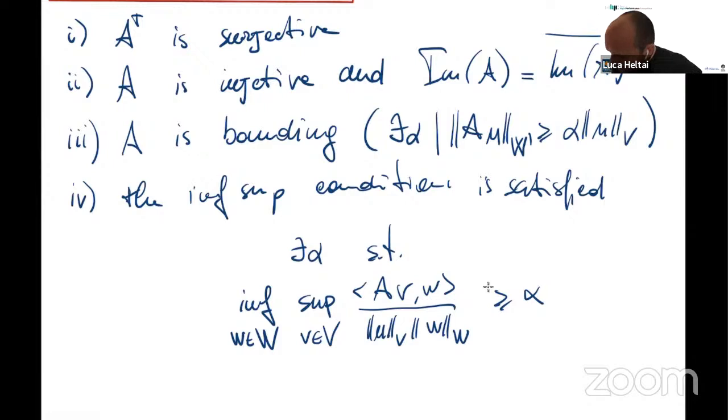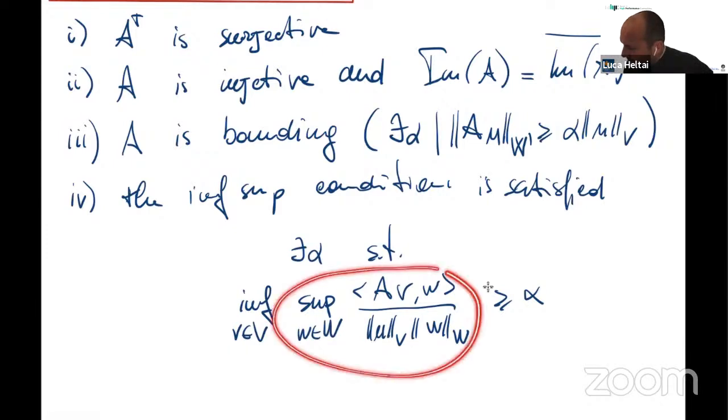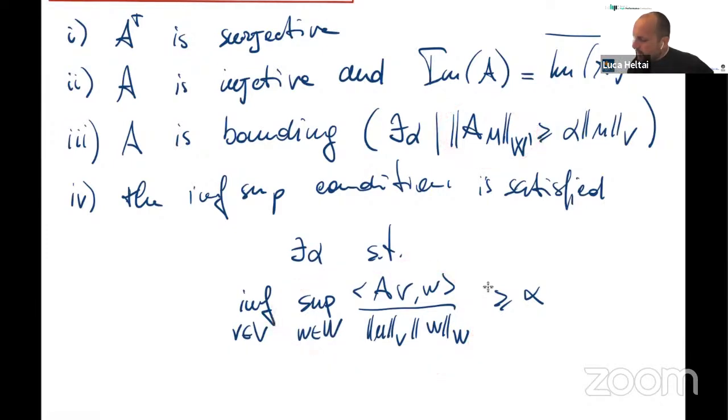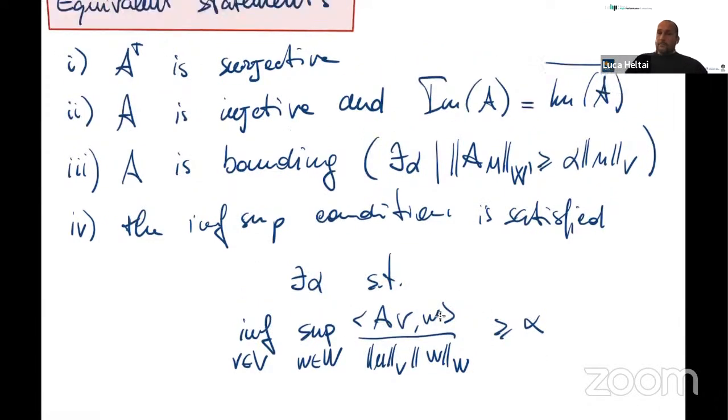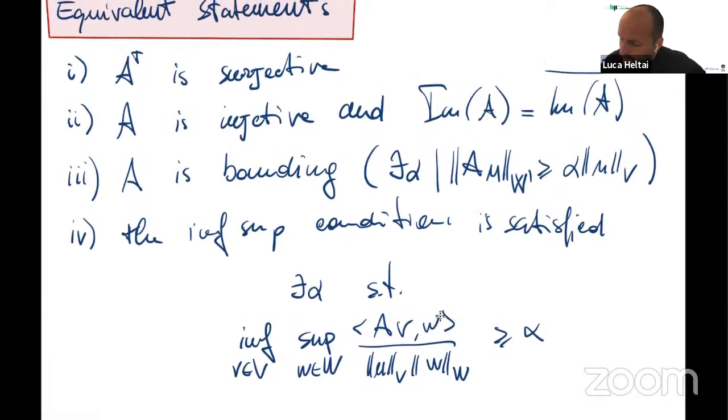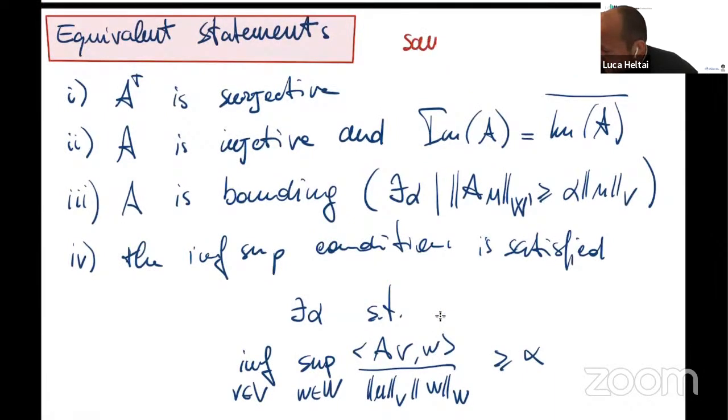I think this inf-sup should be the other way around. So this is the inf on V in capital V and the sup of W in capital V. The reason why this is the other way around is because this is the definition of the norm in W prime. So this is the same as asking that. The same is valid for A transpose.